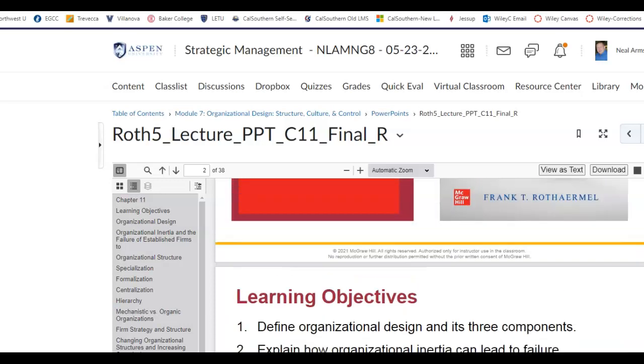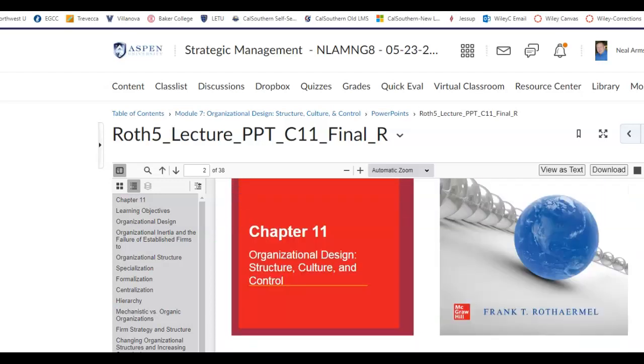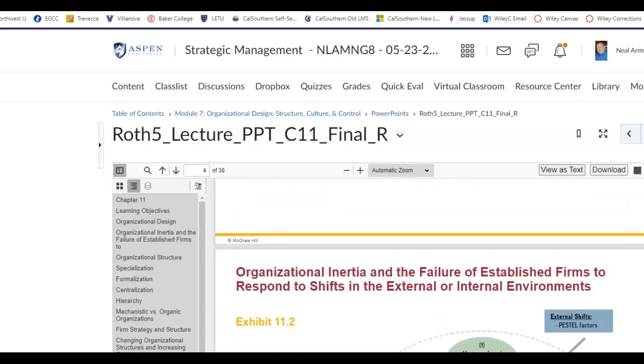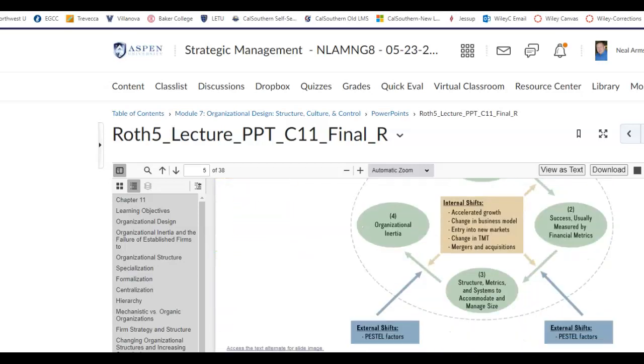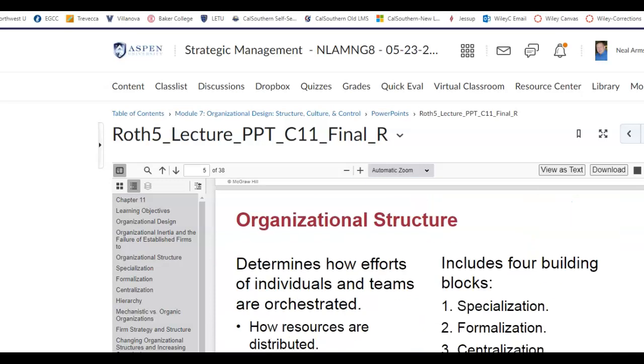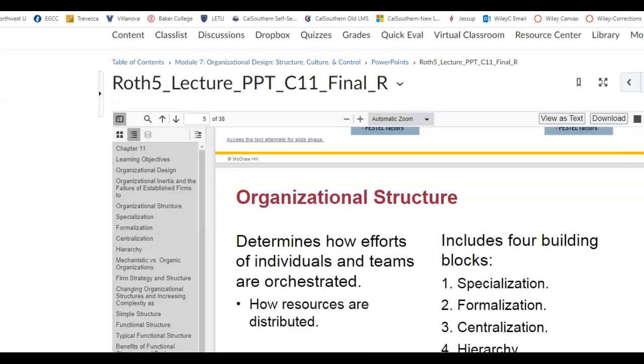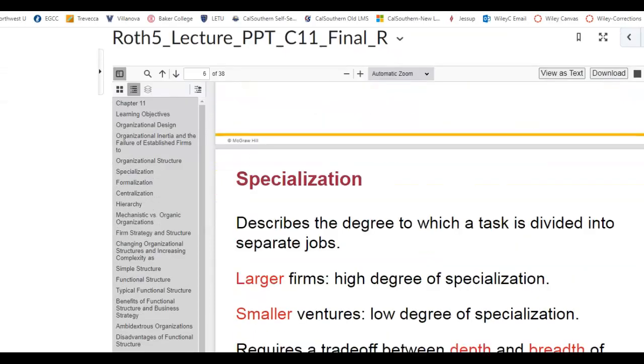This week we're going to be looking at Chapter 11, which is about organizational design, structure, culture, and control. And I'm going to probably post in some YouTube links to really try to stress some of these things, but this PowerPoint that it provides is definitely very, very beneficial to look at.